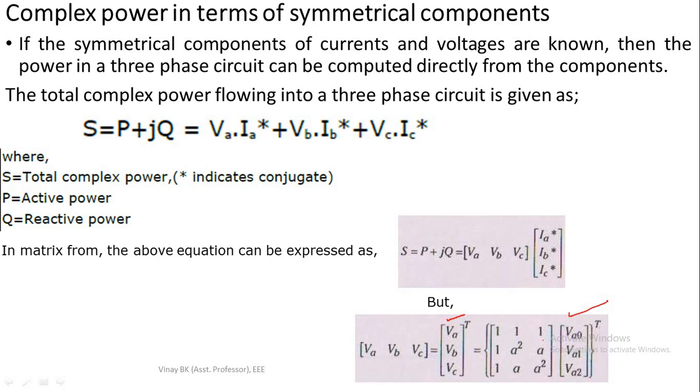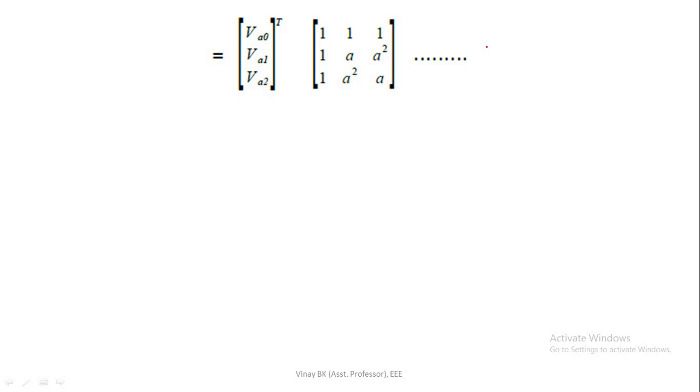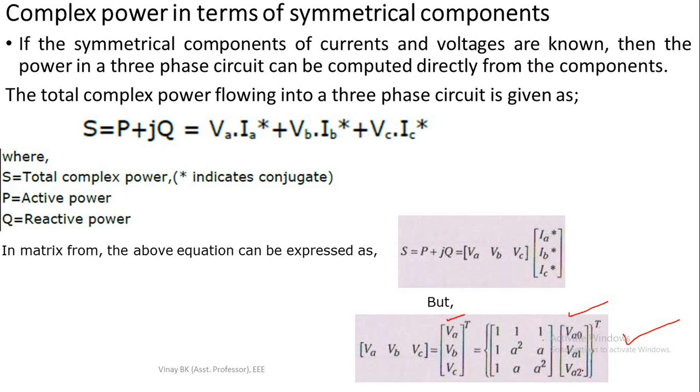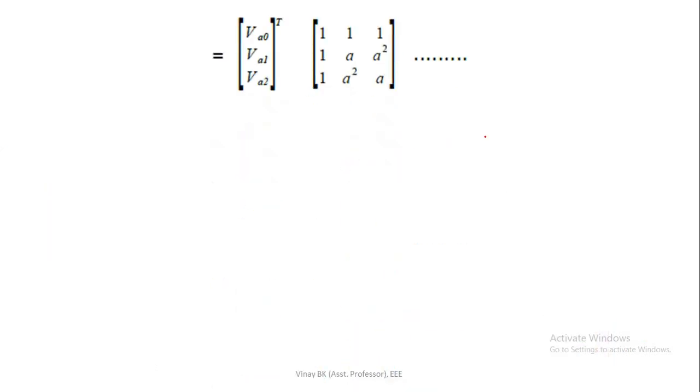From the previous expression we had already done, the phase voltages in terms of symmetrical components will be written in matrix form with a transpose. Next I'll rewrite this as VA0, VA1, VA2 transpose, and the transpose of this matrix. If you write the transpose of this matrix, we get it like this. Give this as equation number 2.